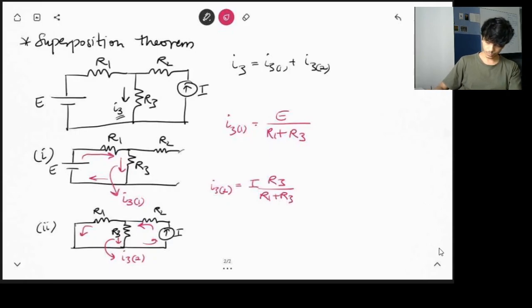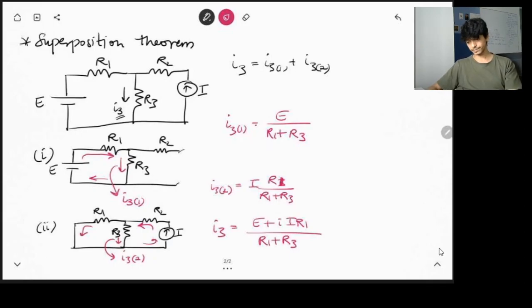No, this should be R1 divided by R1 plus R3. And so I3 is just E plus I R1 divided by R1 plus R3. So this is the superposition theorem for you.